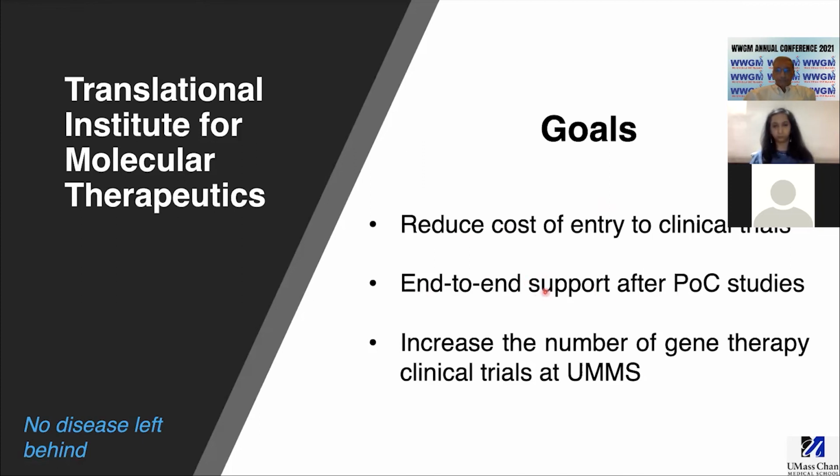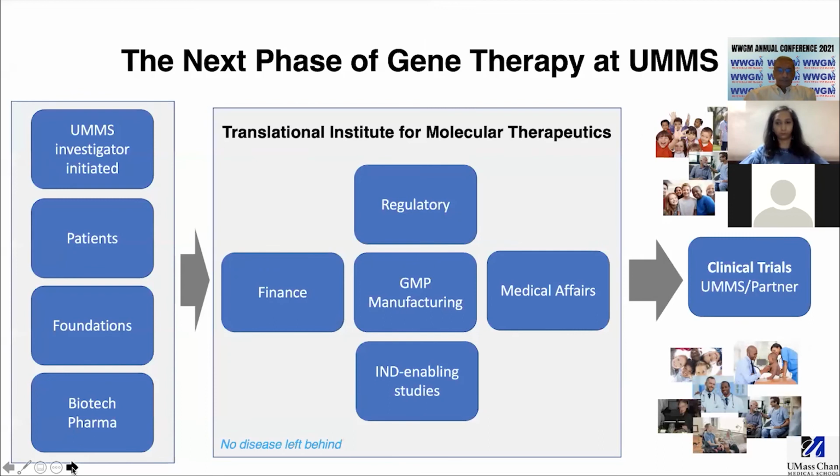So our goal is to have end-to-end support after the proof of concept studies and increase the number of clinical trials conducted at UMass. This is the notion behind the Translational Institute: we can start these programs from any point. Either UMass investigators interested in a particular disease, or patients, foundations, biotech, or pharma that come to us. Obviously, we need to figure out how to finance the development programs. And then the Institute sits in the middle, with regulatory support, GMP manufacturing, and eventually the ability to also conduct IND-enabling tox studies. These two components, the manufacturing and the IND-enabling toxicity studies, are what make it extremely difficult to go from discovery to translation. But this is what we're putting in place right now. And ultimately, our goal is to go to clinical trials at UMass or before.